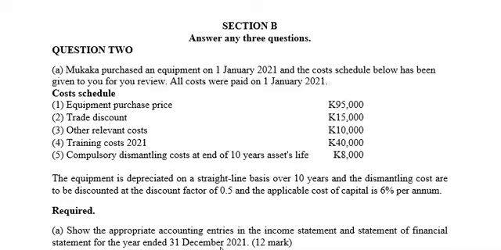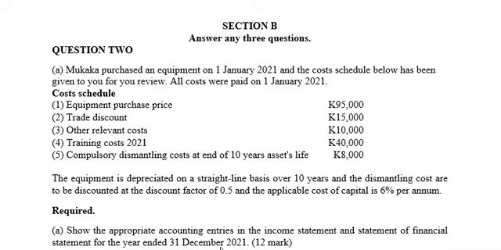So the question reads, Mukaka purchased an equipment on 1 January 2021, and the cost schedule below has been given to you for your review. All costs were paid on 1 January 2021. So we have the cost of equipment, which is the purchase price 95, trade discount of 15, other relevant cost of 10,000, and then we have training cost 2021 of 40,000, and the compulsory dismantling cost at the end of 10 years of assets life is 8,000.